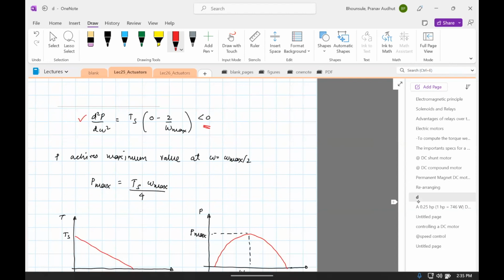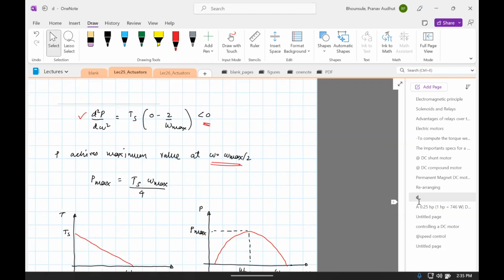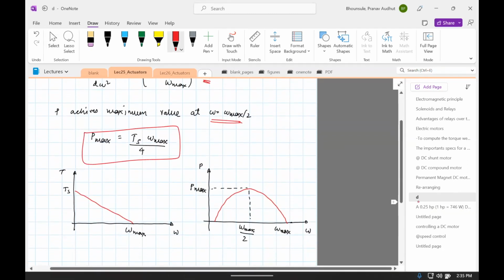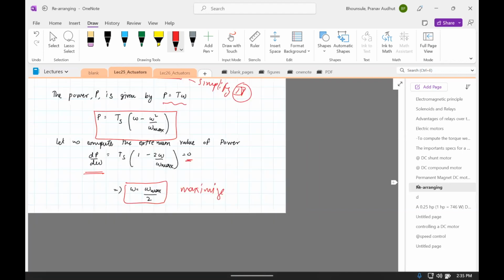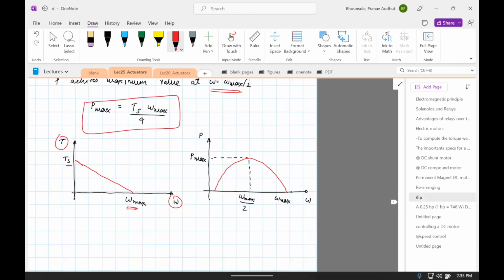So once we put this value into the power equation, we get P max is Ts omega max divided by 4. To summarize, if you plot the torque speed curve, it looks like this, where Ts is the y-intercept and omega max is the x-intercept. If you plot the power as a function of omega, you'll see that power achieves a maximum value when the speed is half. Okay, and so that gives you useful information.